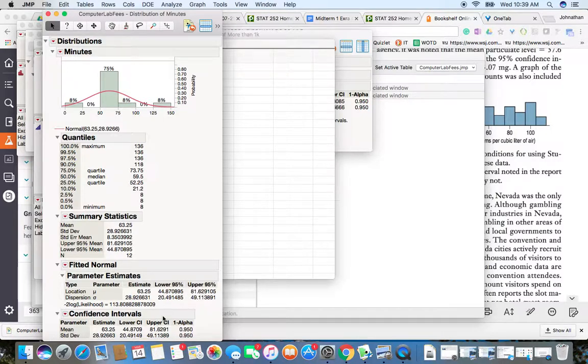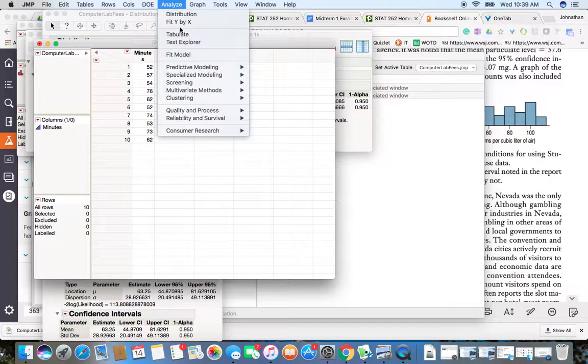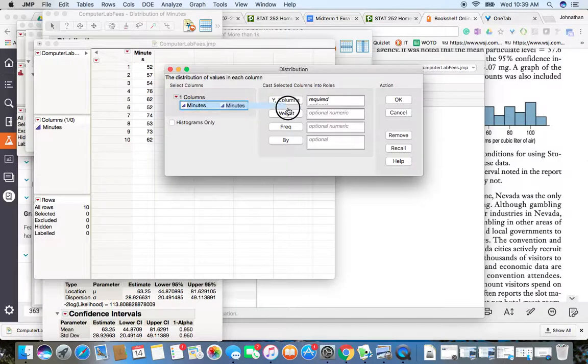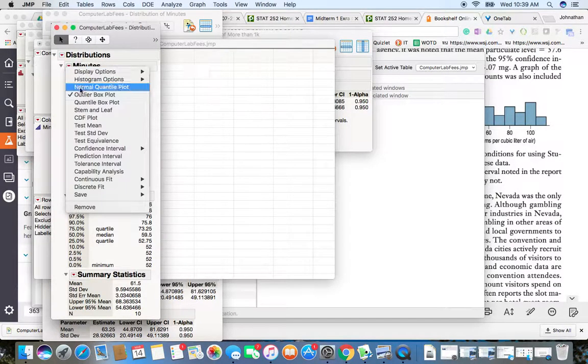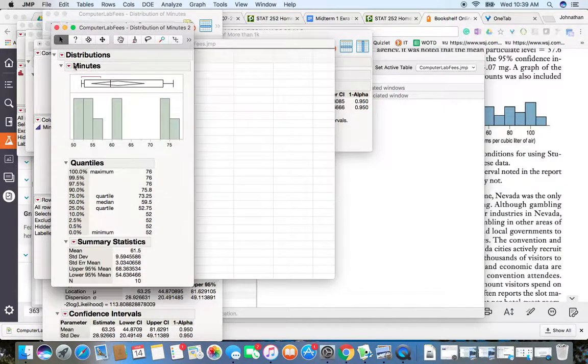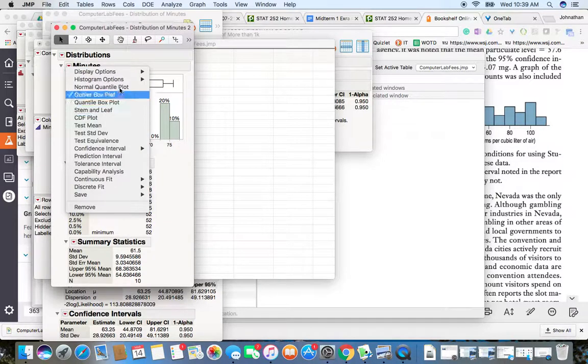We're going to come back in and go back into our data table right here. We're going to delete rows 9 and 11. We're going to go back into Analyze, Distribution, and do the same thing over again so we can compare our outputs. Histogram check, boom, boom.